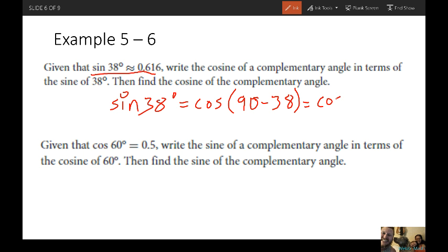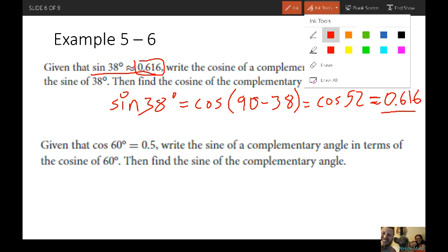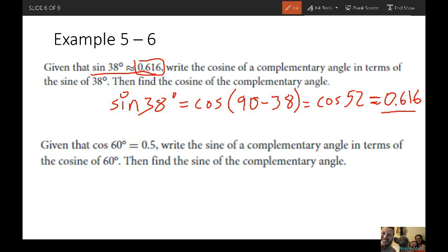So your complementary angle is 52 degrees, and cosine of 52 degrees is actually going to equal the same approximation that sine of 38 degrees is, which is a great way to double check your work, and it's also one of the questions that you'll see on your test. So be sure you know this, okay? If these two numbers don't match, you're doing it wrong. So double check.